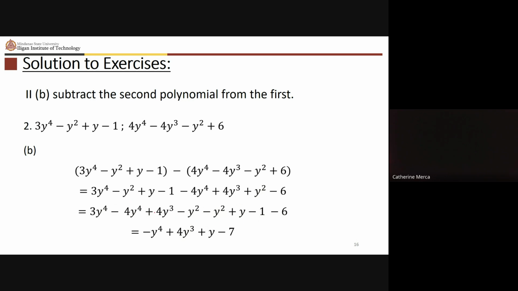You have here y and then plus y. Minus y squared, this one is minus y squared. Then that should be plus y squared. The other one should be plus y squared. Okay, so that becomes now, let's see, negative y to the fourth plus 4y cubed, this is 0, and this is y minus 1, so y there, minus 1 minus 6 is minus 7.